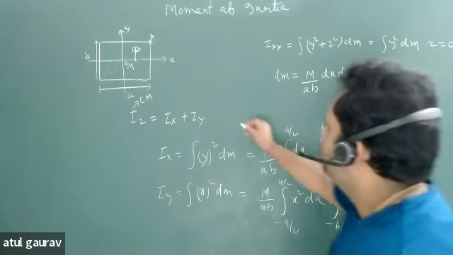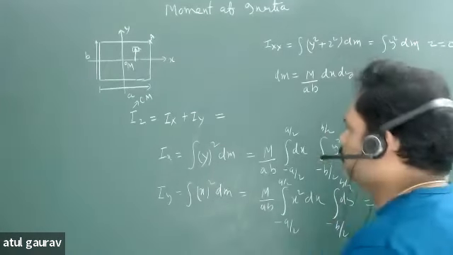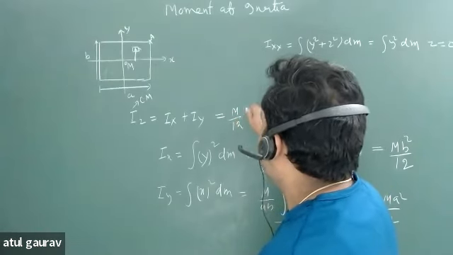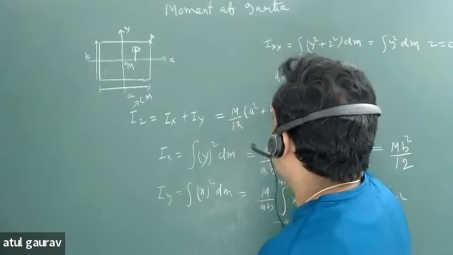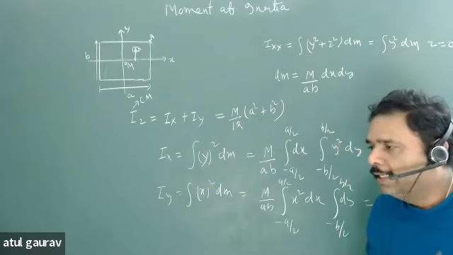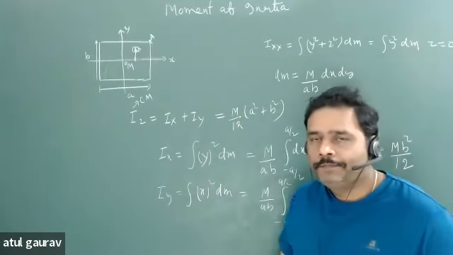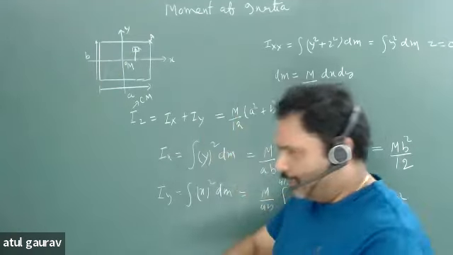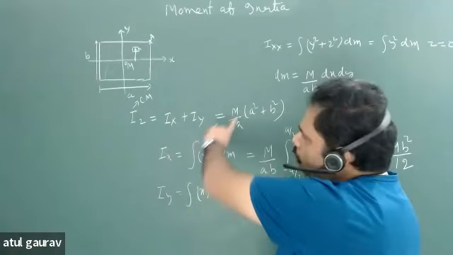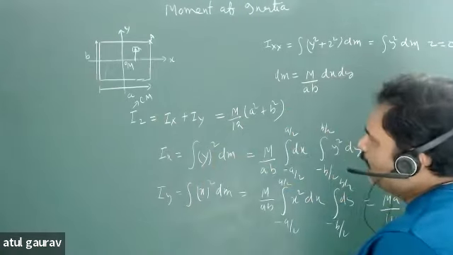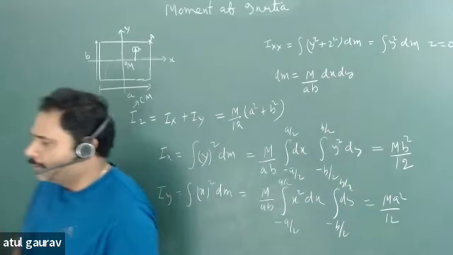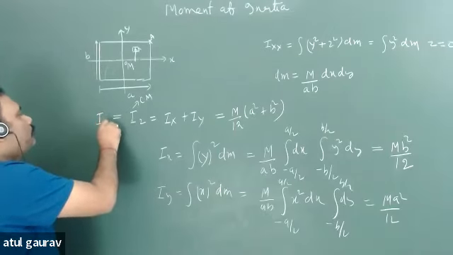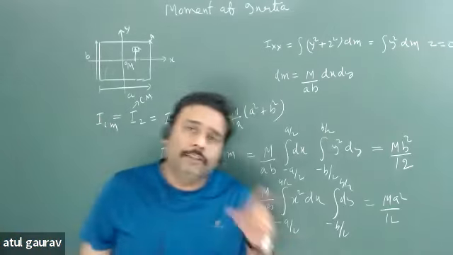What will be my Iz? We can use the perpendicular axis theorem, and then you have M upon 12 times a square plus b square. Everyone is comfortable? This can also come in the exam. What is the moment of inertia about this axis? But I am going to the next level. We have used the perpendicular axis theorem, and now we can go for the parallel axis theorem. And this Iz is actually my ICM. So you have to decide what your ICM is.